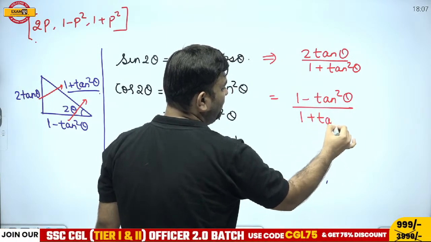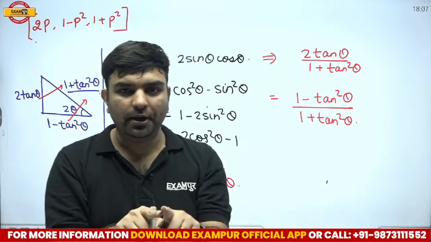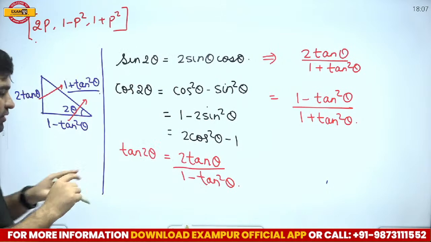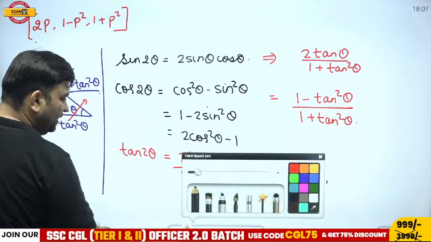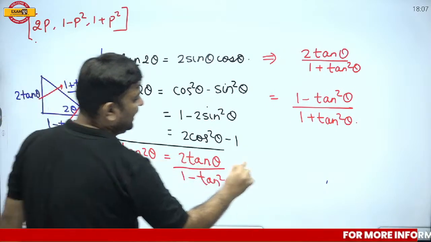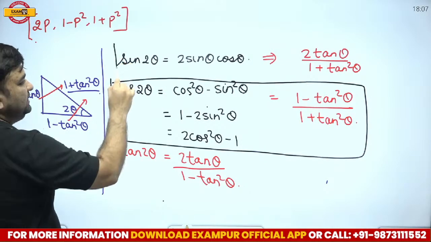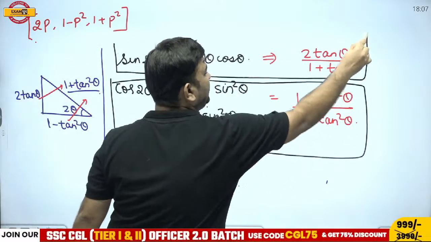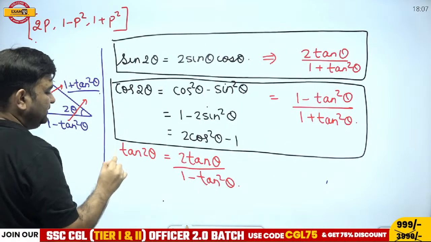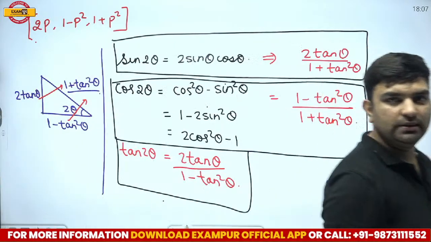So a lot of formulas, guys, for you. I'm doing this so that you can take the screenshot of this page. This entire part is cos 2 theta, these two are sine 2 theta, and this is tan 2 theta. Take the screenshot, guys.